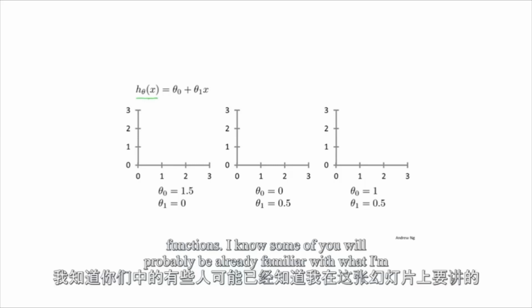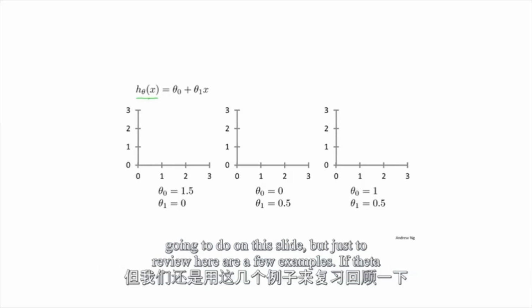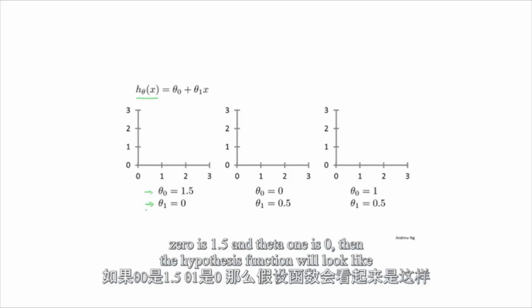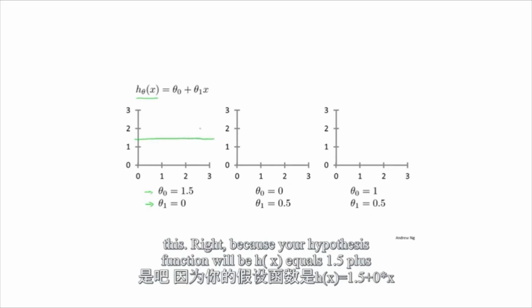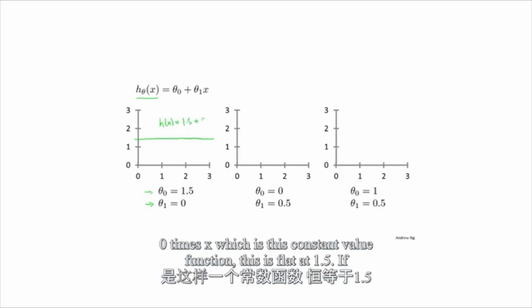I know some of you will probably be already familiar with what I'm going to do on the slide, but just to review, here are a few examples. If theta 0 is 1.5 and theta 1 is 0, then the hypothesis function will look like this. Right? Because your hypothesis function will be h of x equals 1.5 plus 0 times x, which is this constant value function that's just flat at 1.5.